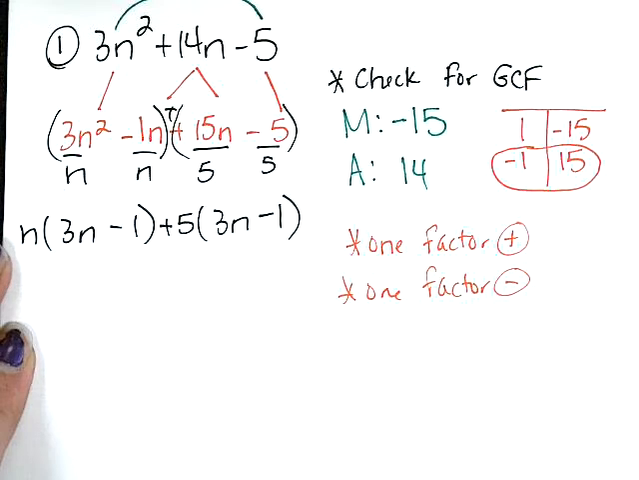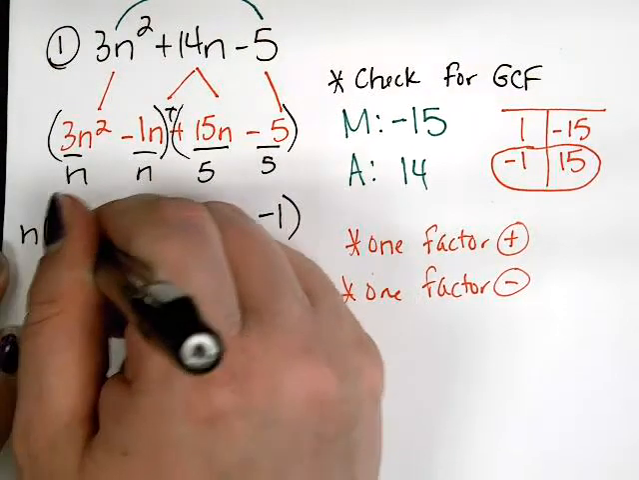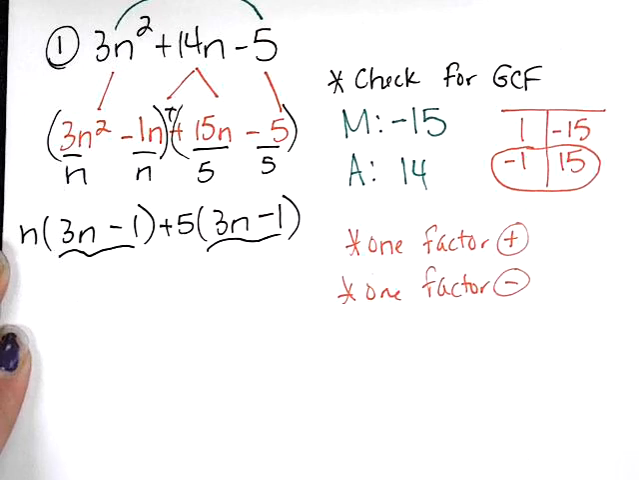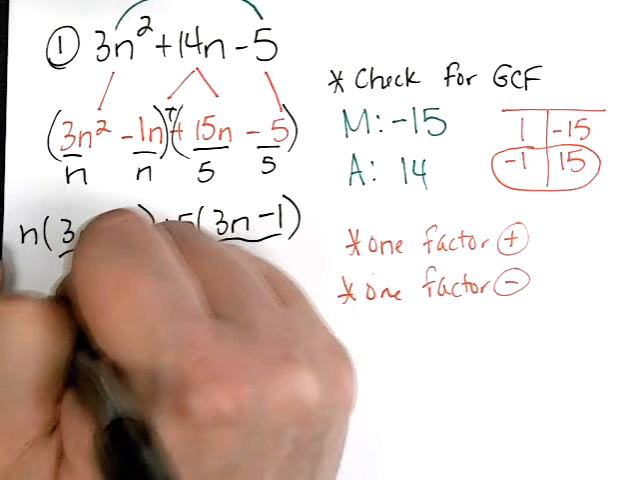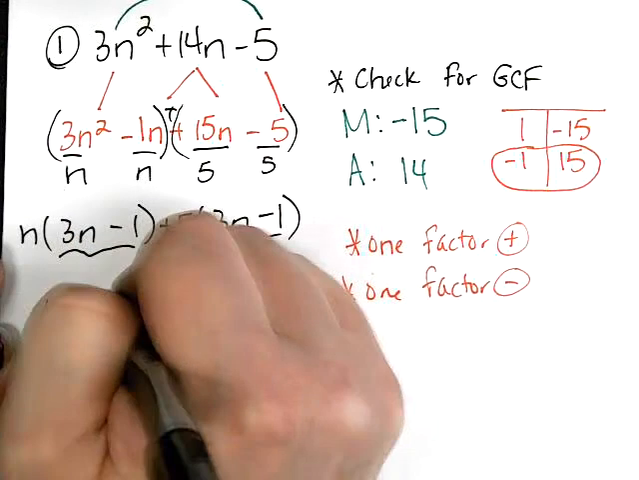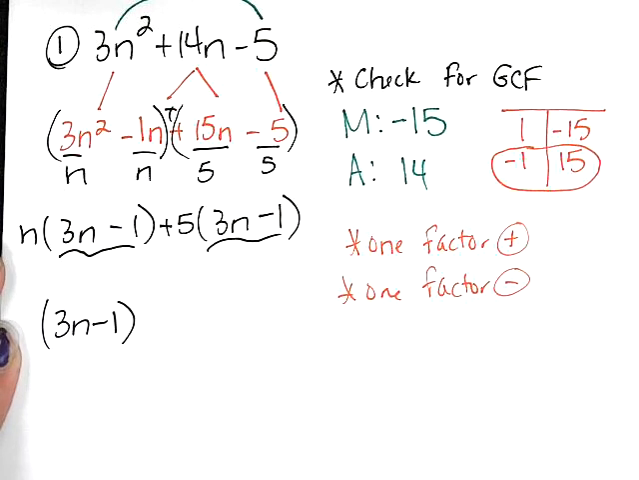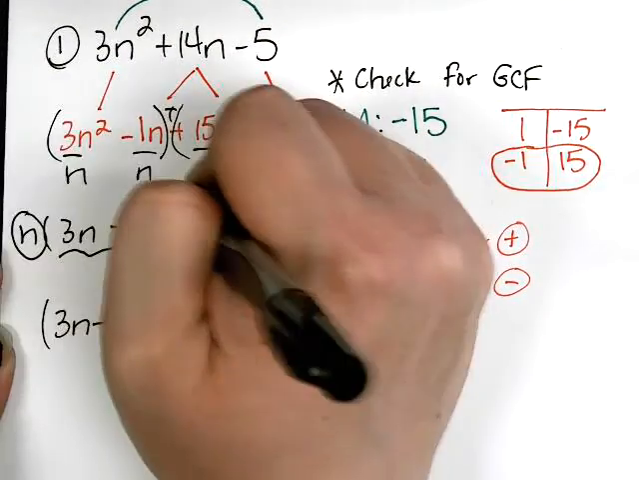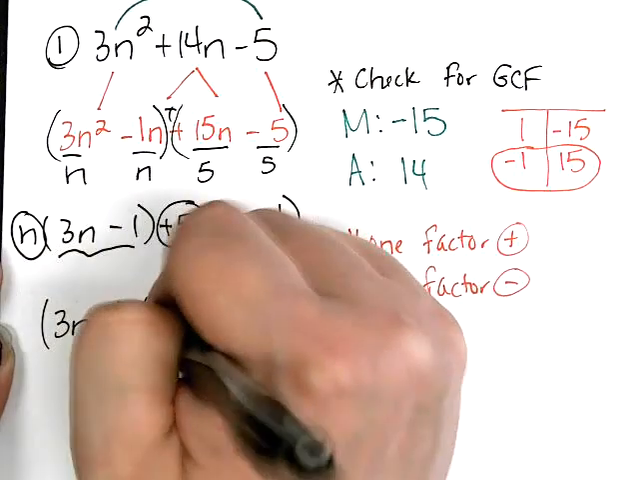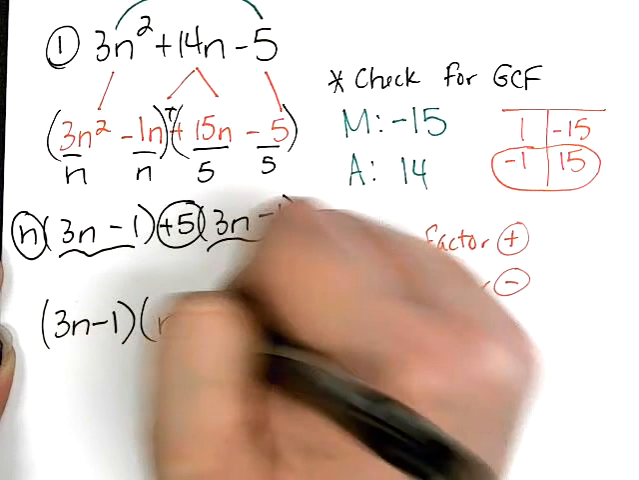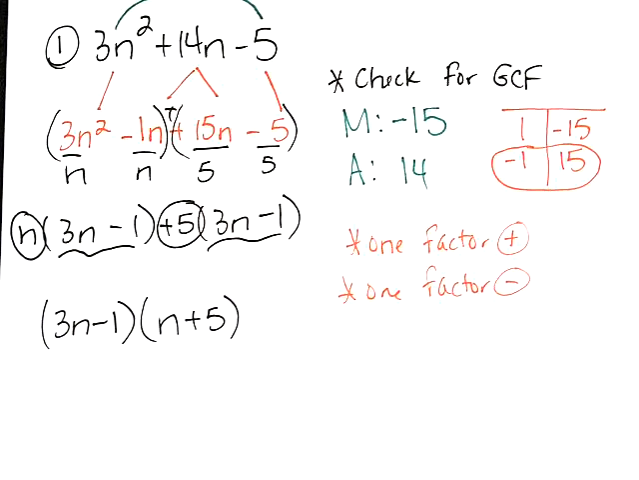And when we get to this point, if what's inside the parentheses matches, we know we're on the right track. If those don't match, we have a problem. So those match, which means I'm going to take it and write it once, 3n minus 1. And essentially, I'm factoring that out. So I want the leftovers, which in this case is n plus 5, and those are going to go in the other set of parentheses.